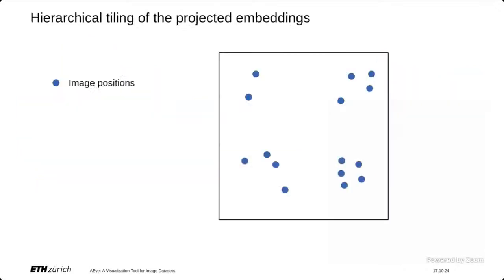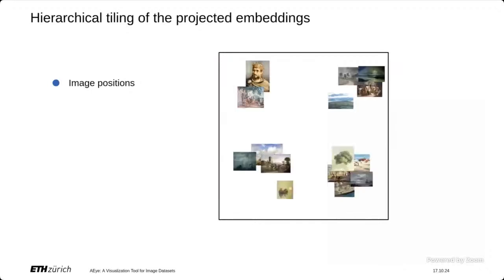Again, we have our image positions, which are blue dots in this example here, with our screen space marked by this black box, and we can position the images at these points, but again, we have a lot of overlap.